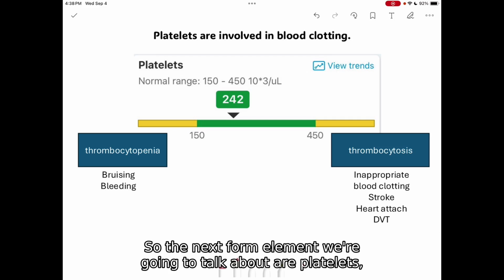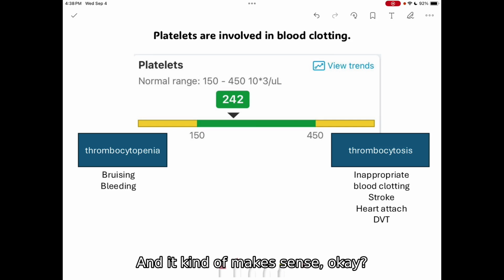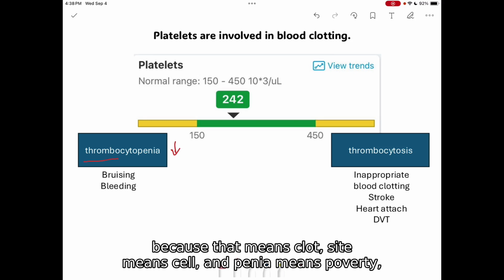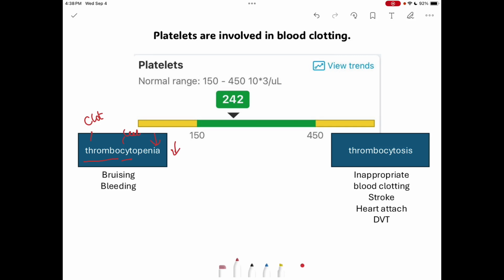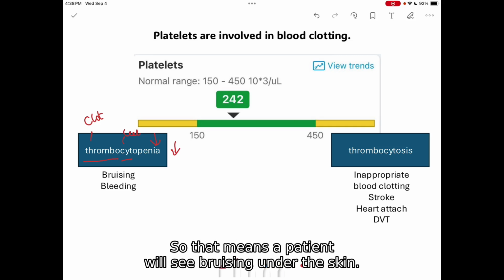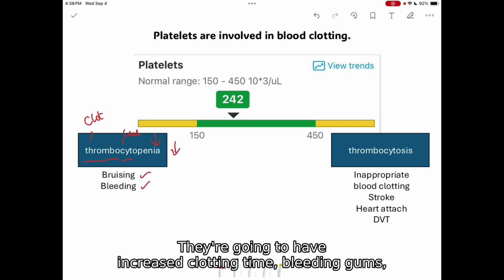So the next formed element we're going to talk about are platelets, and platelets are involved in blood clotting. And we have a whole lot of platelets per microliter, and it kind of makes sense, okay? So if someone has low platelet values, that term is thrombocytopenia. Thrombo means clot, cyte means cell, and penia means poverty, meaning low cells involved in clotting in the blood. So that means a patient will see bruising under the skin. They can have internal bleeding. They're going to have increased clotting time, bleeding gums.